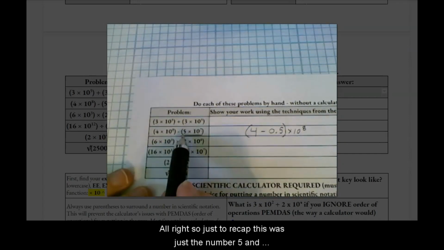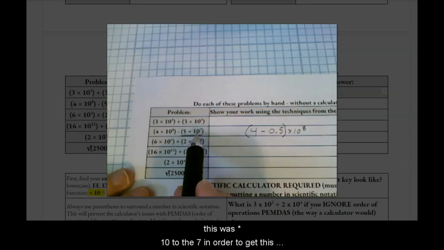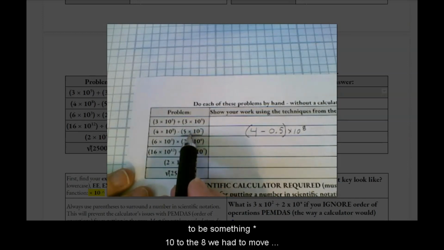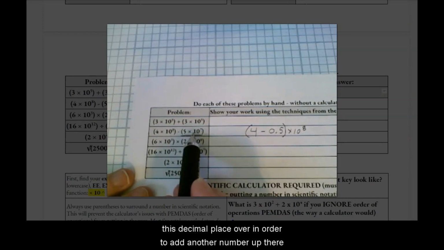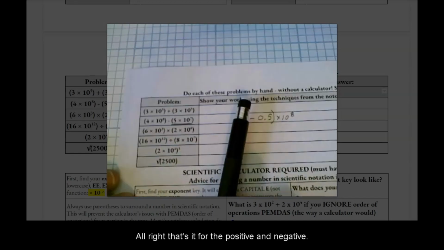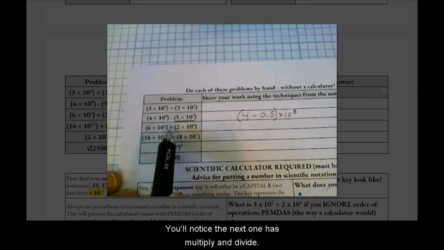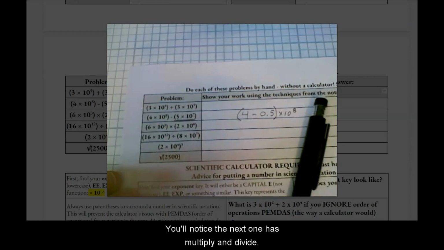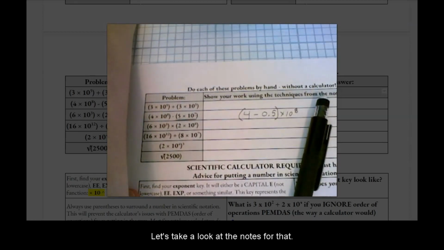Alright, so just to recap, this was just the number 5, and this was times 10 to the 7th. In order to get this to be something times 10 to the 8th, we had to move this decimal place over in order to add another number up there. Alright, so that's it for the positive and the negative. You'll notice the next one has multiply and divide. So let's take a look at the notes for that.